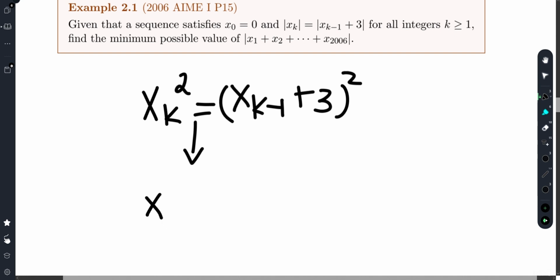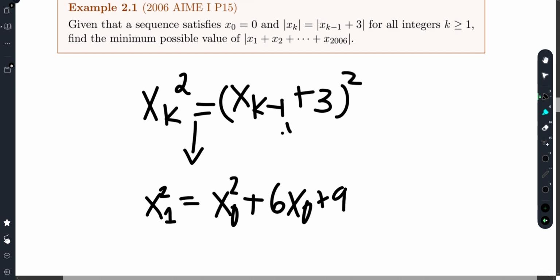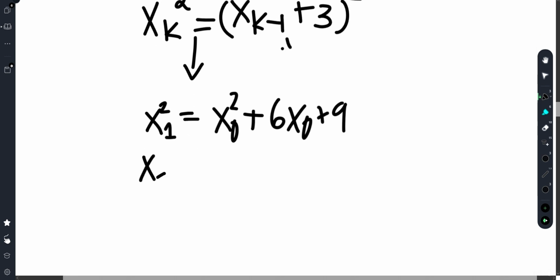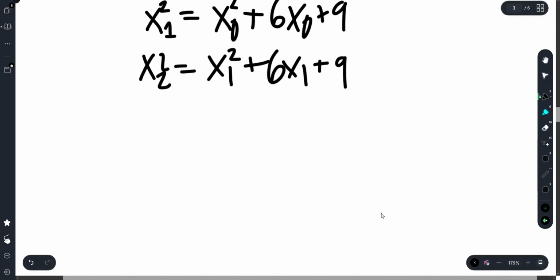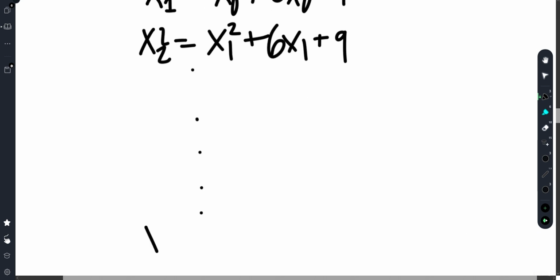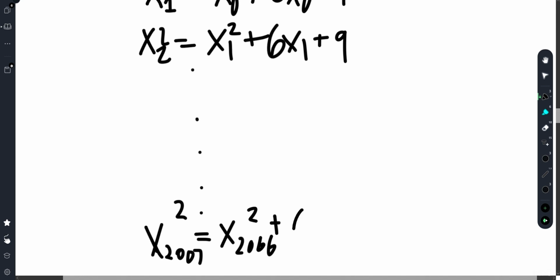So for example, x1 squared is equal to x0 squared plus 6x0 plus 9. And so x2 squared is equal to x1 squared plus 6x1 plus 9. And so if we do this all the way down, we get x2007 squared is equal to x2006 squared plus 6x2006 plus 9.